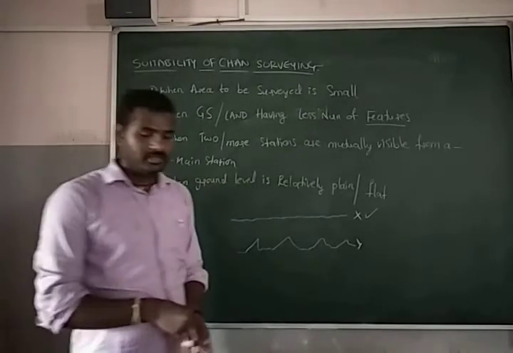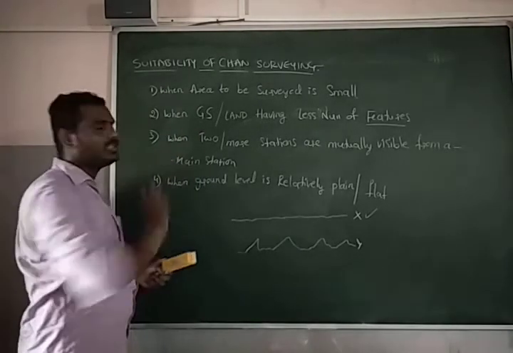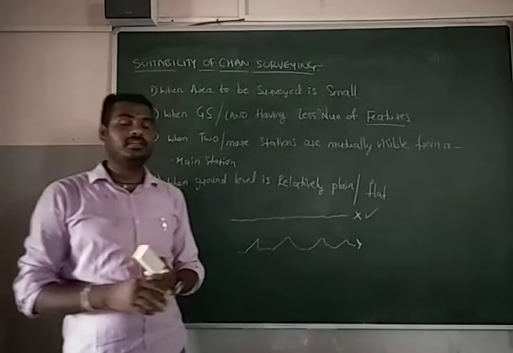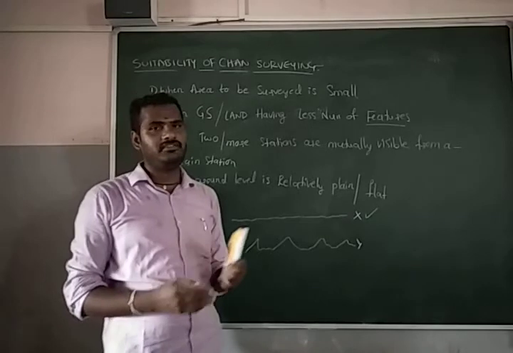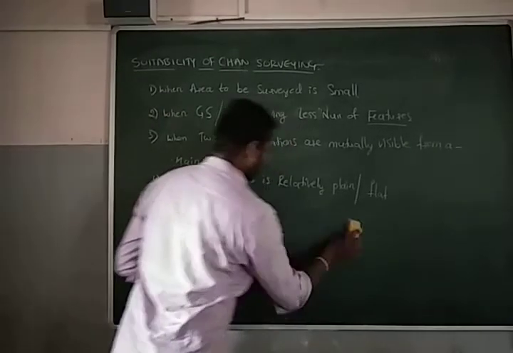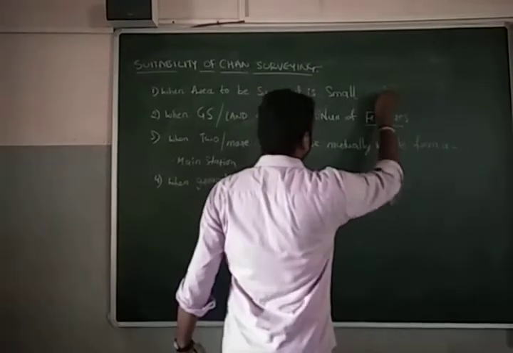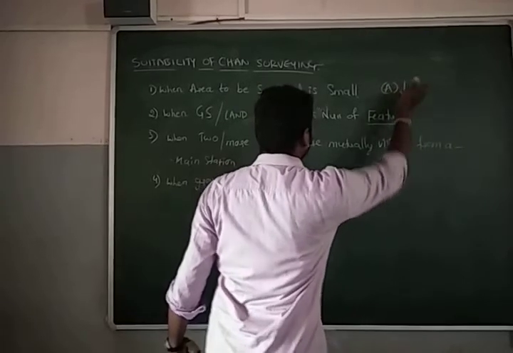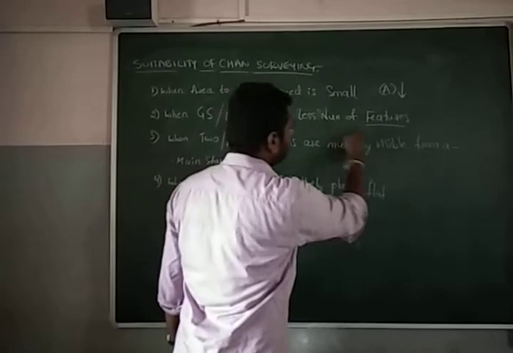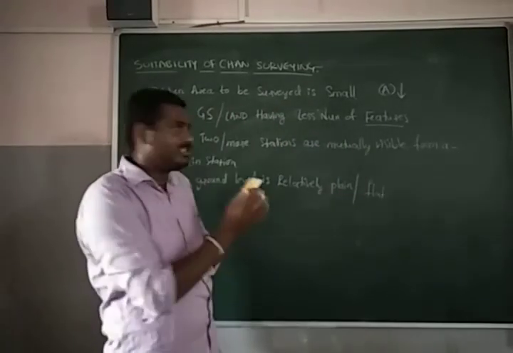Okay. These are the suitable conditions. But what are the conditions where chain surveying is not suitable, where it is really very difficult? Simple, the opposite of these. In the first case, we are dealing with area. The area should be small, and the ground surface should have fewer features, meaning it should not have a complicated number of features.